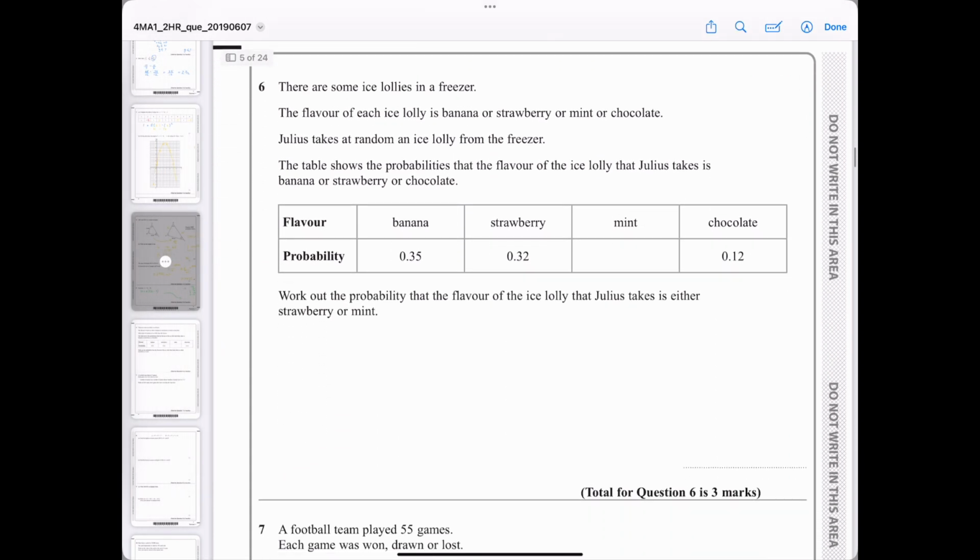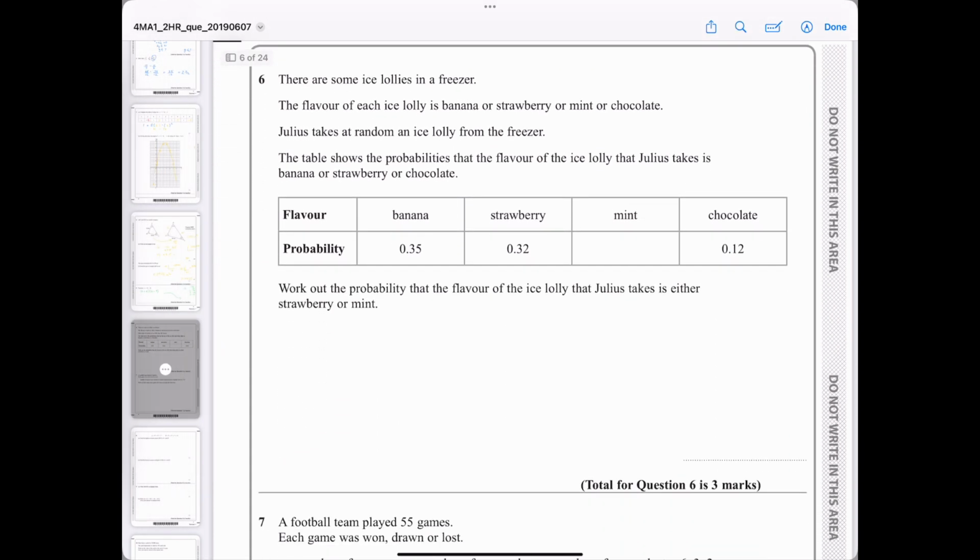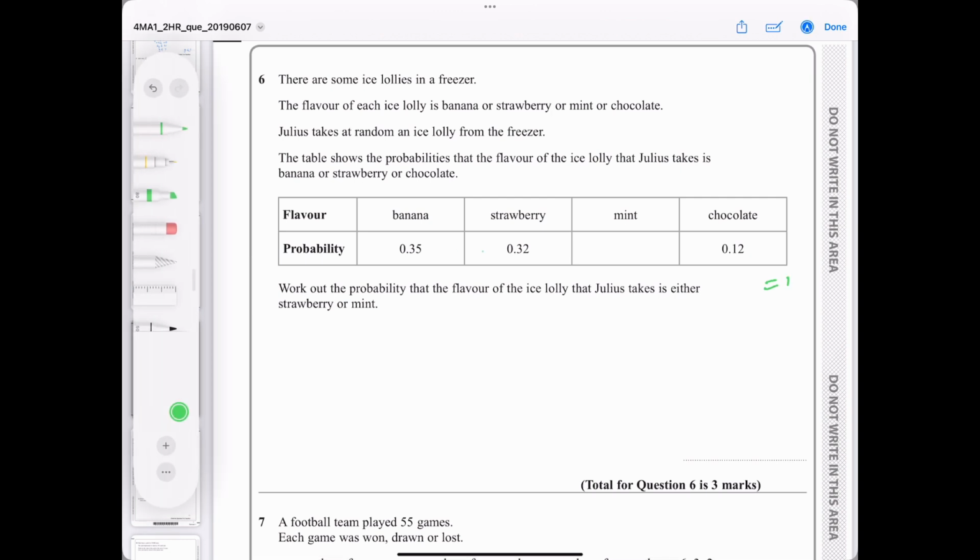Some ice lollies are in a freezer. The flavour of each ice lolly is banana, strawberry, mint, or chocolate. Julius takes a random ice lolly from the freezer. The table shows the probabilities of the flavour of the ice lollies. So it means they've all got to add up to 1. So if we add this up, 0.35 plus 0.32 plus 0.12 is 0.79.